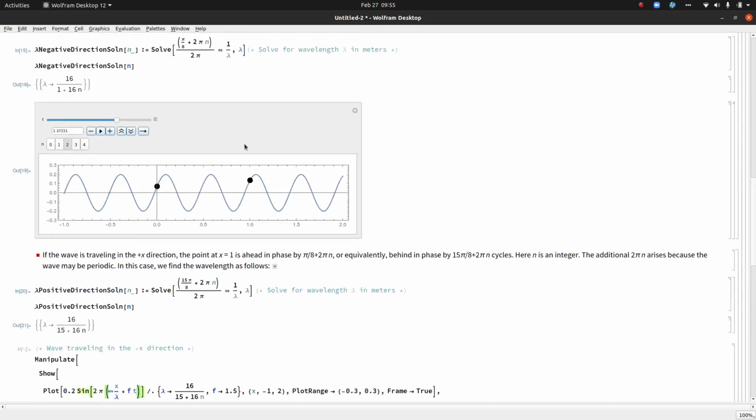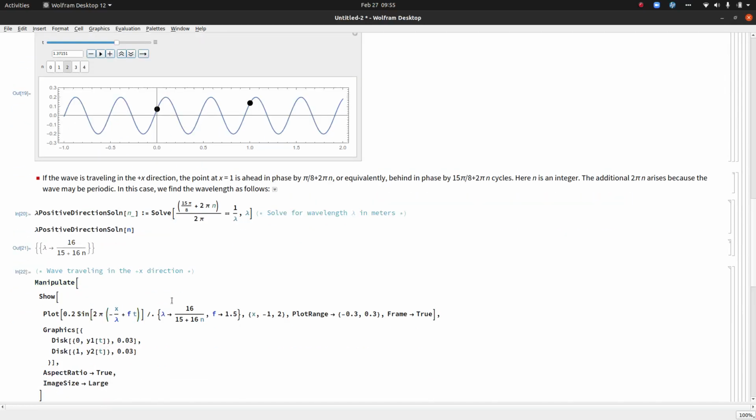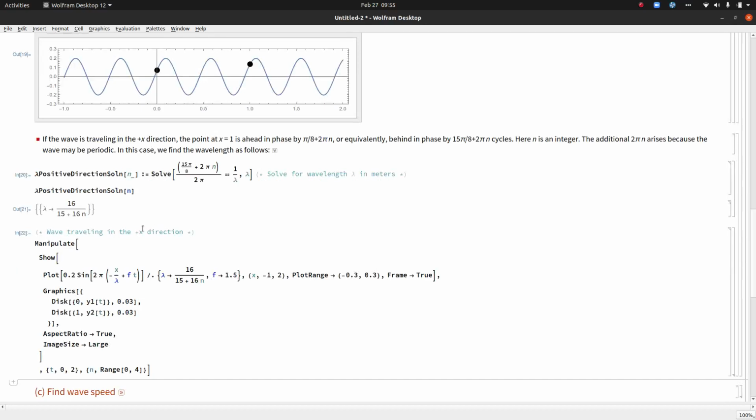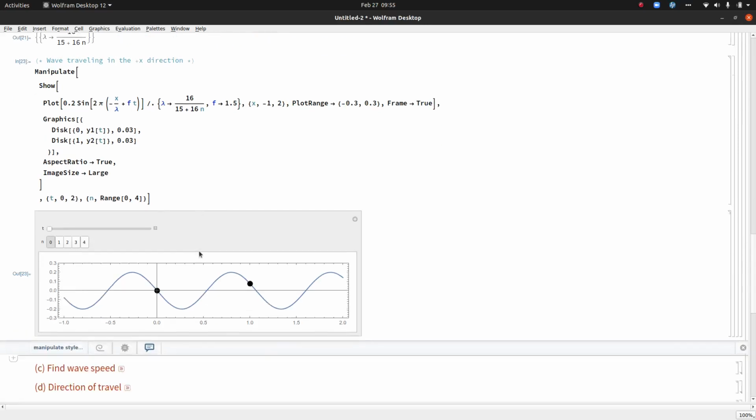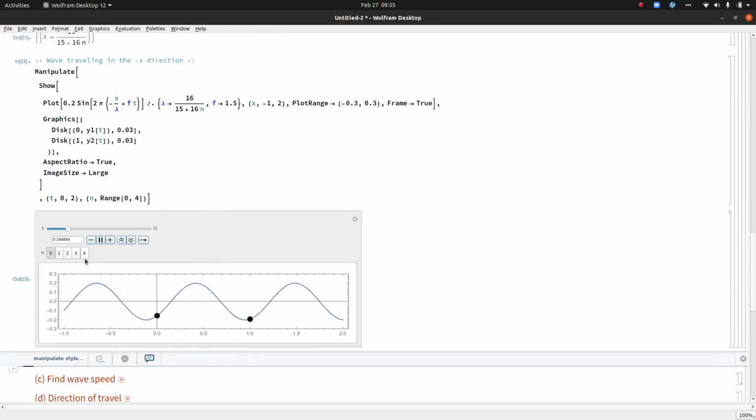It's the same code that I used to make this plot, except now when I make this plot of the wave traveling, it'll be in the positive x direction. So let me run that. And this should go ahead and move in the positive x direction.